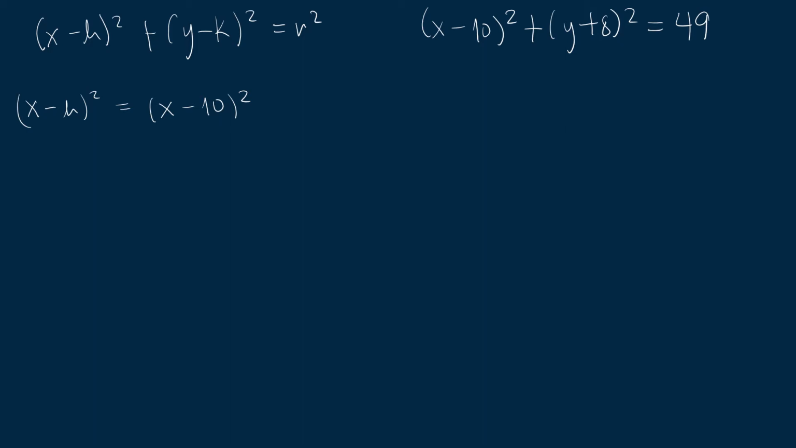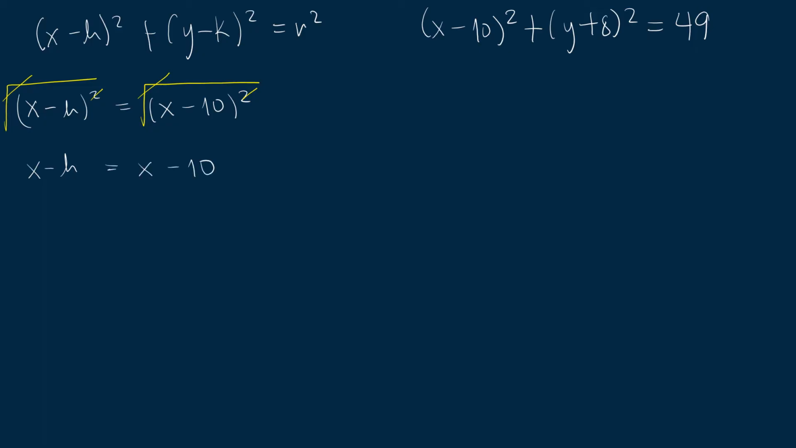As we can see here, we have an exponent of 2 on both the left side and the right side. We need to solve for the value of h. To remove the exponent, get the square root of the left side and right side of our equation. We can now cancel the exponent and the radical symbol, and we will have the remaining x minus h is equal to x minus 10.